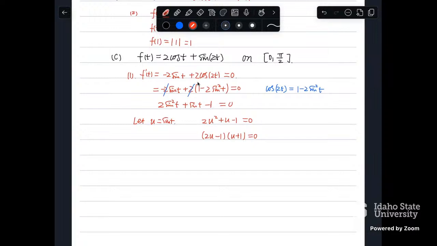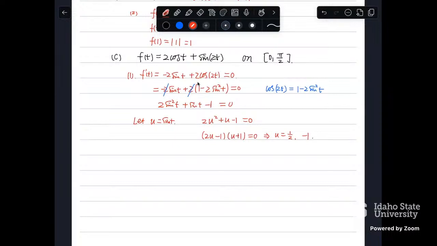Make sense? So this implies u equals what? 1/2 and -1. You get 2 values: u equals 1/2 or u equals -1. You agree? Okay. But this is not the point we are looking for. We are looking for the value of t, right?